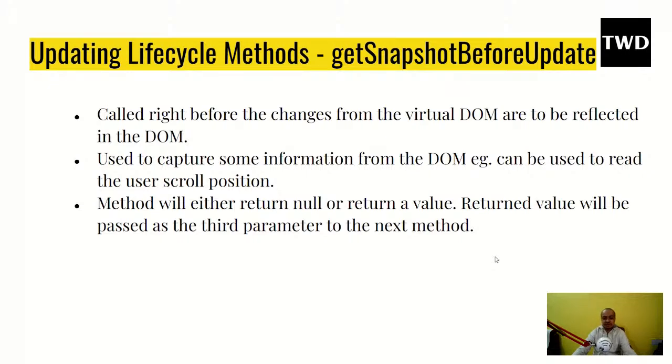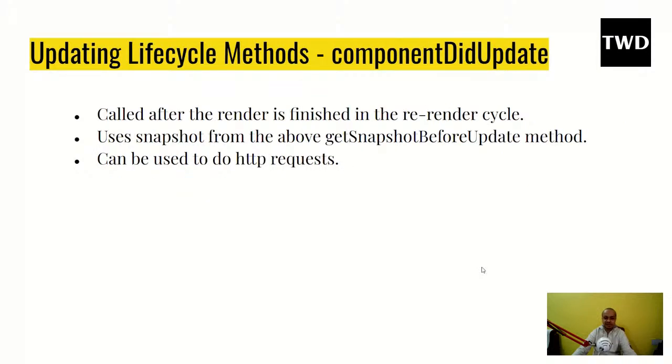The return value will be passed as a third parameter to the next method, and the next method is componentDidUpdate, called after the render is finished in the re-render cycle. Okay, so it is called after a render is finished. In the re-render, this is a very important lifecycle method. Actually, componentDidUpdate is something we use a lot in production. You can use the snapshot from getSnapshotBeforeUpdate, and can do an HTTP request once the render is finished in the re-render cycle. This is something like componentDidMount, but it is a bit different, because as you know, componentDidMount doesn't run again.